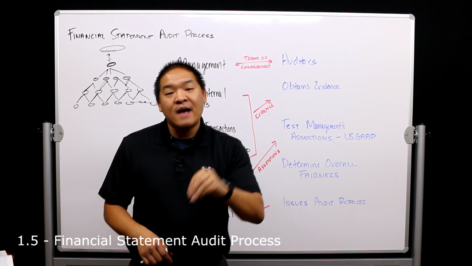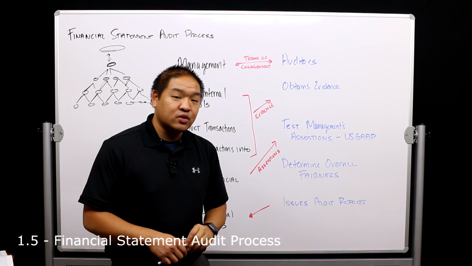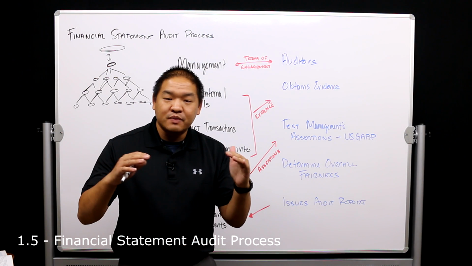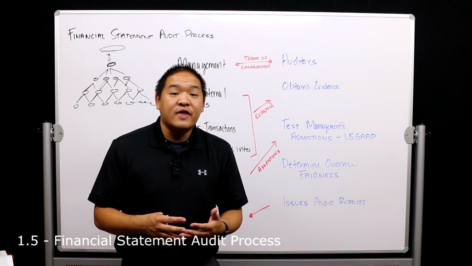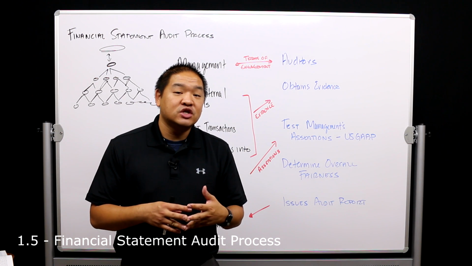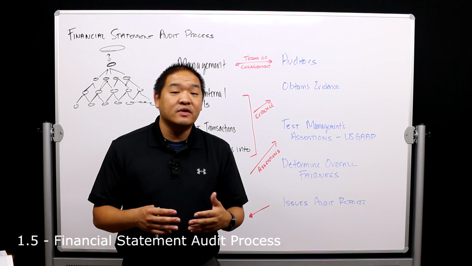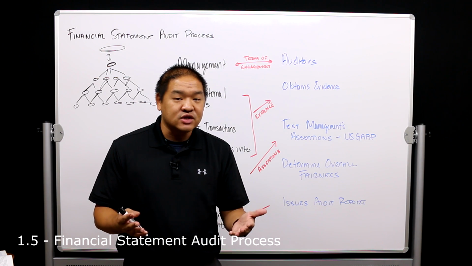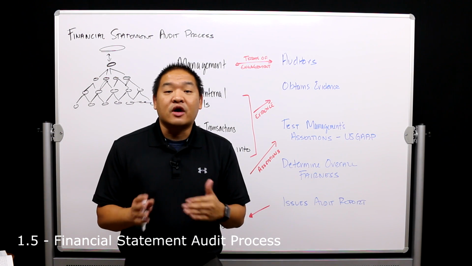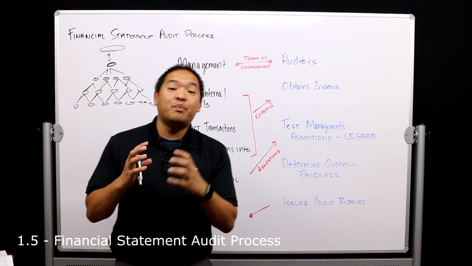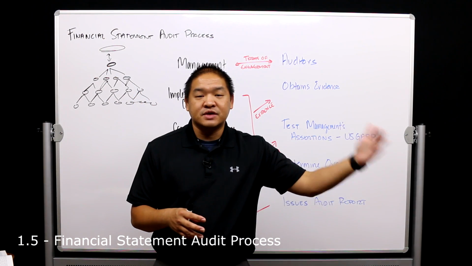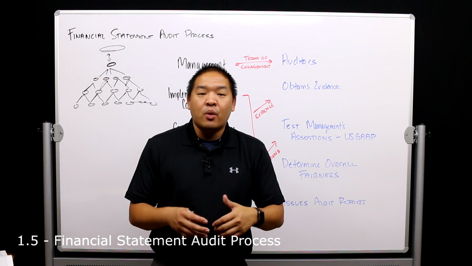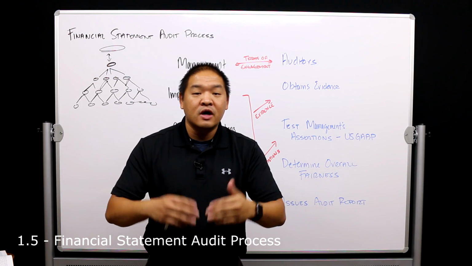In order to give absolute assurance, we're going to have to audit every single transaction in the accounting book. The problem with that is if we have a large organization, we would have to look at millions and millions of transactions. And that's just not possible. The cost to do that would outweigh the actual benefit of providing an opinion to the users of a financial statement. So what do we do? We provide reasonable assurance.